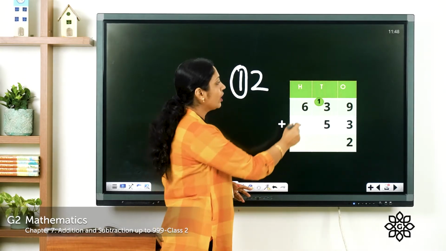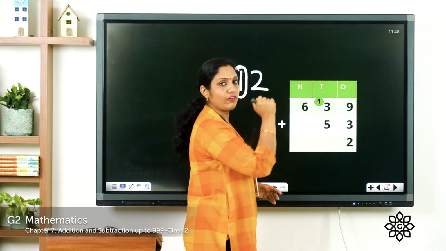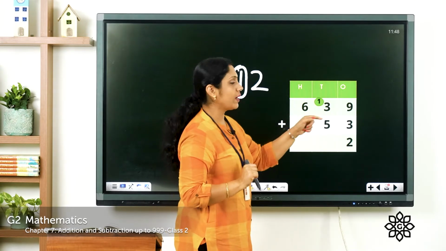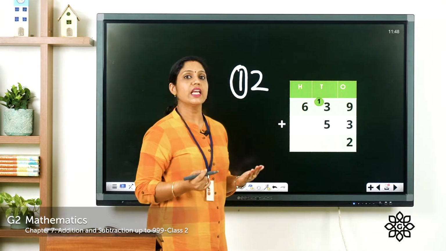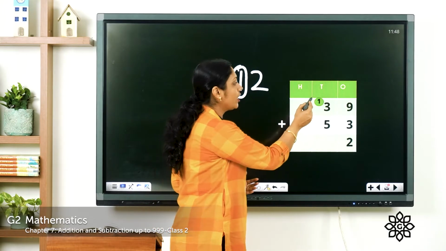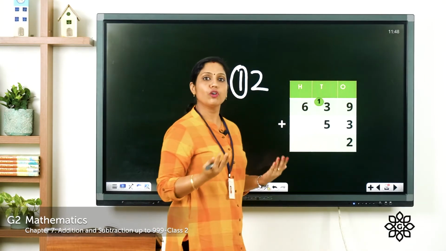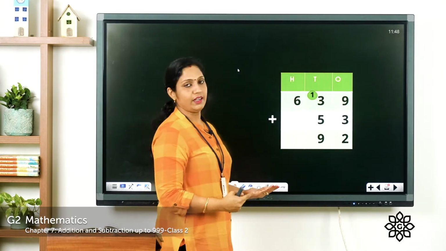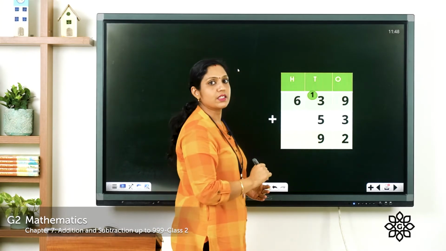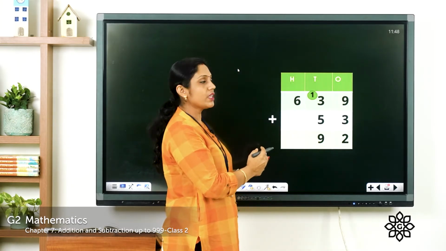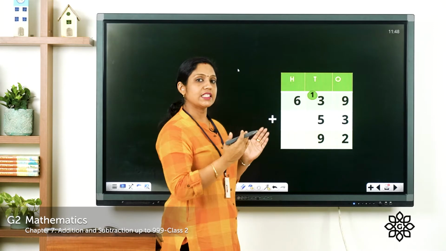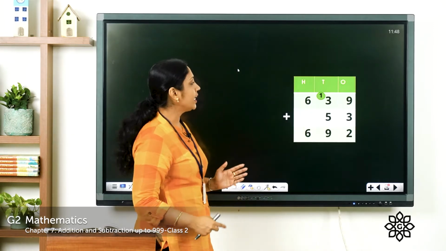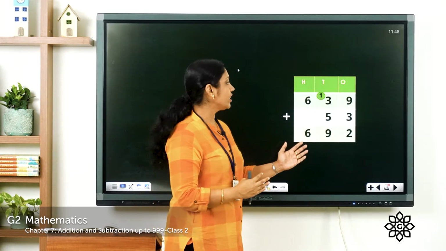So now we have 1 plus 3 plus 5. So first we'll add 1 plus 3. How much is 1 plus 3? It is 4. Then we'll add 4 plus 5. So 4 plus 5 is 9. The answer, write it in the tens place. Then we'll move on to the hundreds place. We have only 6 there. That 6 we'll write with the answer, and we got the answer 692.